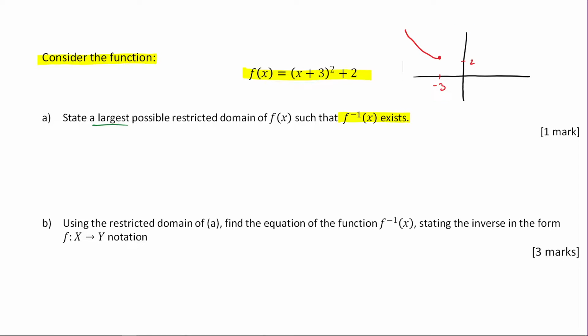So my answer here is going to be x is an element of negative infinity all the way to negative 3, including it. That's going to be the largest possible restricted domain. For it to be the largest possible, I have to include negative 3, because if I didn't include it, it could have been bigger. So as it currently is restricted, it is now one-to-one. So the inverse is going to exist, and because I've cut it at the turning point, it is the largest possible domain.